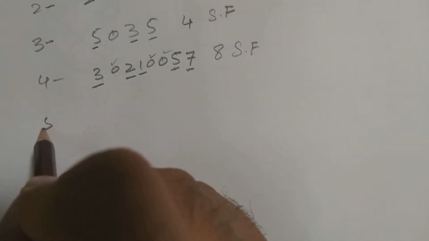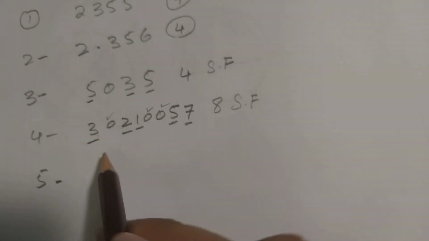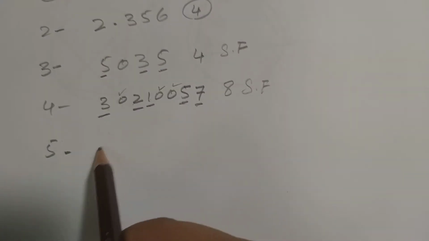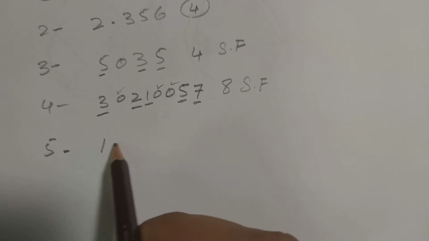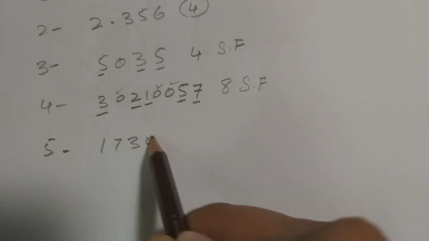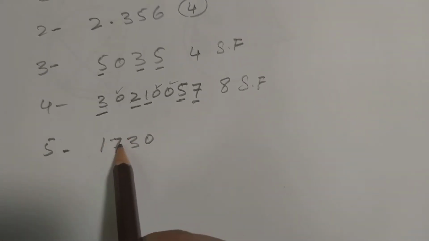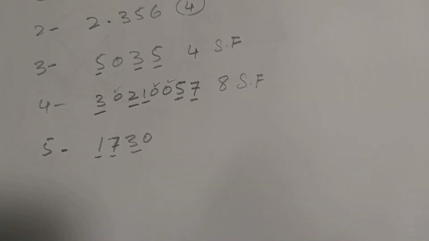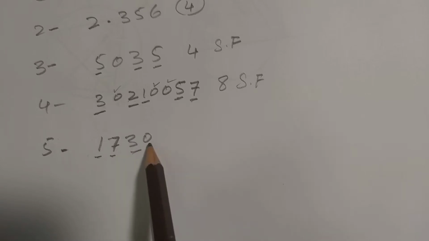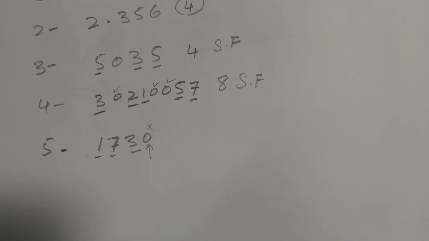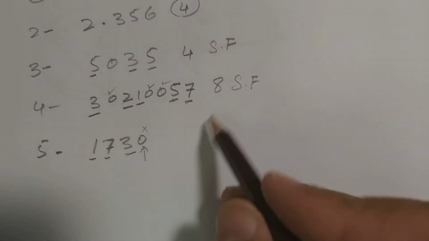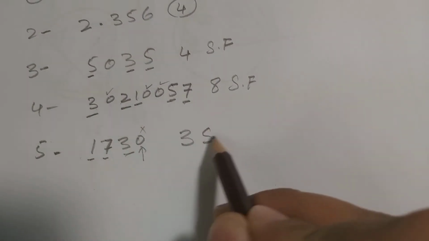In the fifth example, if zeros come at the end of the non-zero numbers, like 1730, the non-zero numbers are significant, but this 0 at the end of the non-zero numbers, the trailing 0, is not significant. So it is 3 significant figures.